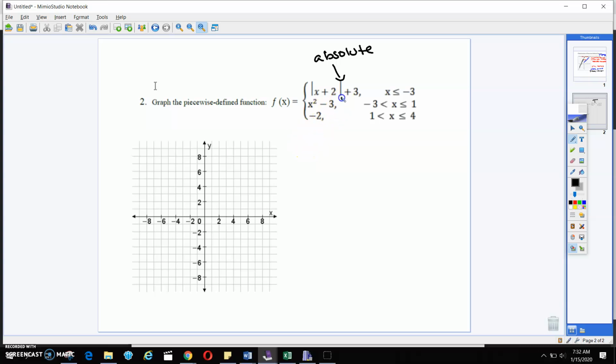Okay, so we're taking this first equation. If we plug in -4 into my absolute value, what's -4 plus 2? -2. And then let's take the absolute value. So that's going to give me +2. What's 2 plus 3? Okay, so we're going to plot a point at -4, 5.